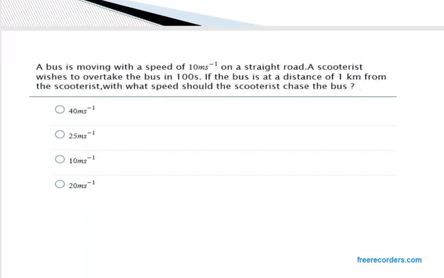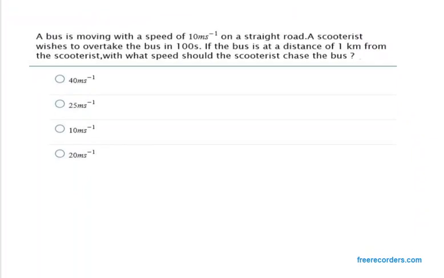Now we have the fourth question. It's about a bus and a scooter. A bus is moving with a speed of 10 meters per second on a straight road. A scooterist wishes to take over the bus in 100 seconds. If the bus is at a distance of 1 kilometer from the scooterist, with what speed should the scooterist chase the bus? So let us take the velocity of the scooter to be Vs.